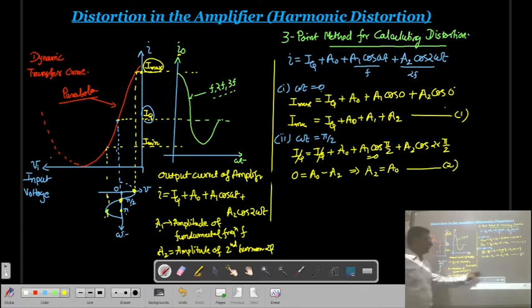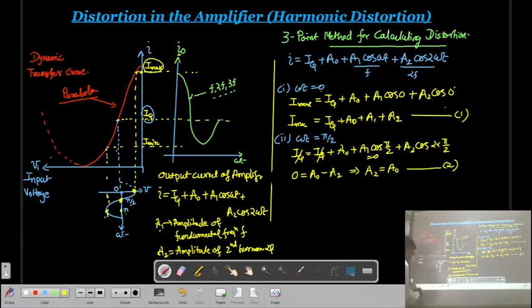Now actually, what is this expression representing? A2 is the amplitude of my second harmonic and A0 is my extra DC current. So whatever the extra DC current is that is generated, that is nothing but the second harmonic. So A2 is equal to A0.